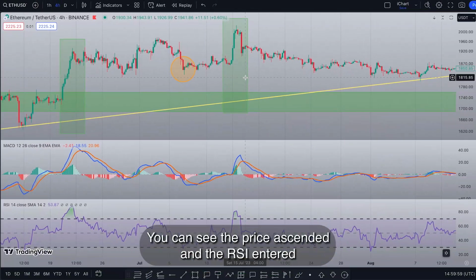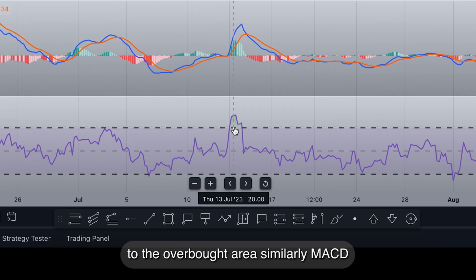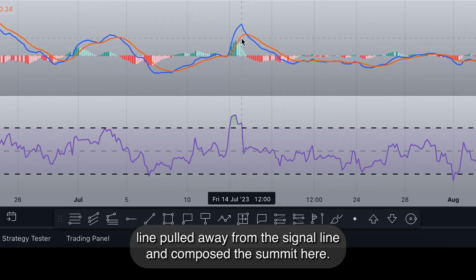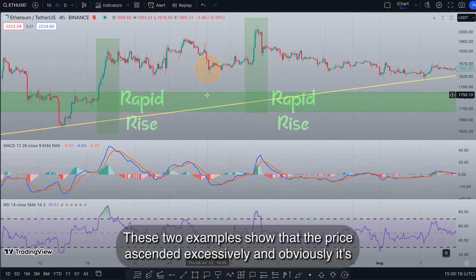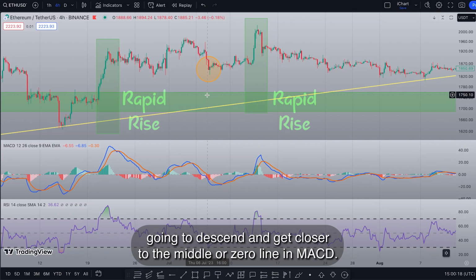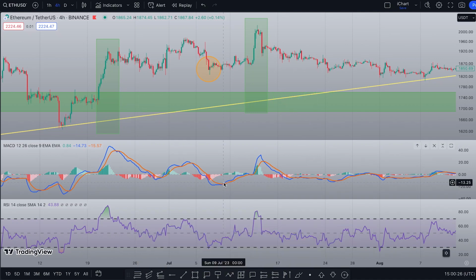You can see the price ascended and the RSI entered the overbought area. Similarly, the MACD line pulled away from the signal line and composed a summit here. These two examples show that the price ascended excessively, and obviously it's going to descend and get closer to the middle or zero line in MACD. In other words, rapid rises give you short-term short signals.